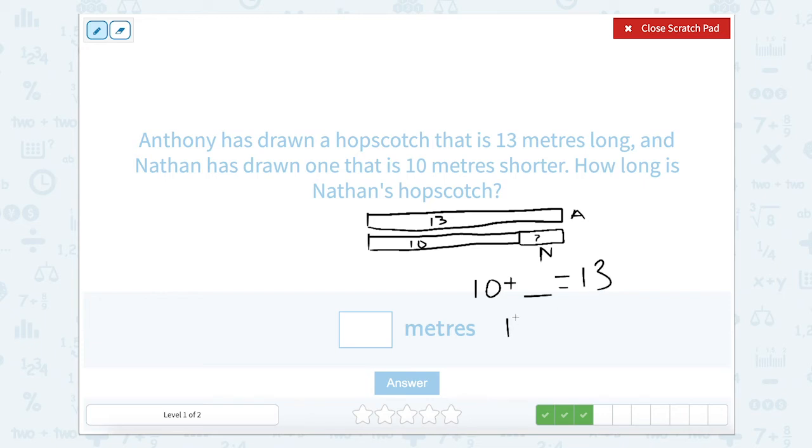Or we could have looked at it as 13 minus 10 equals something. We would see that that missing number in both equations is 3. So Nathan's hopscotch is 3 meters long.